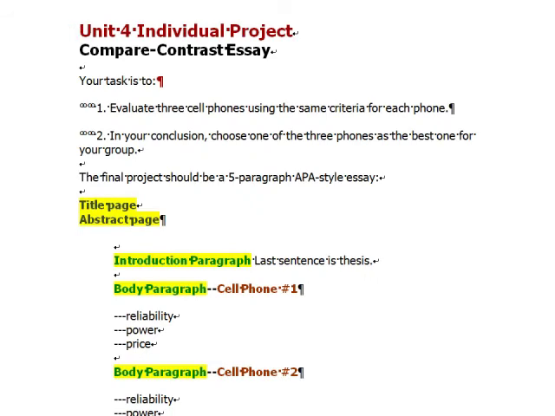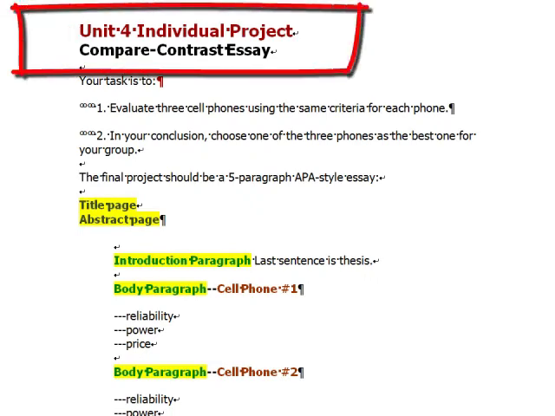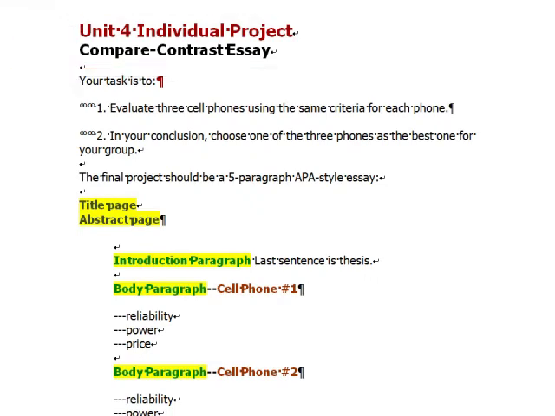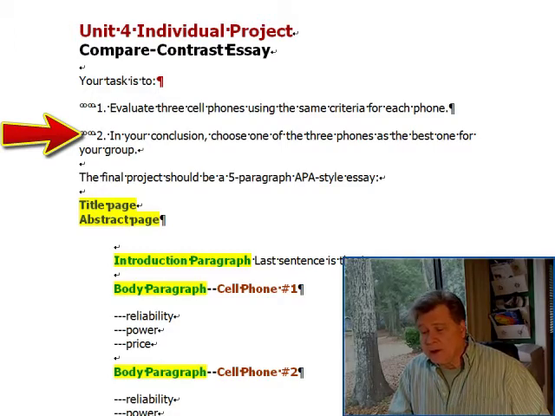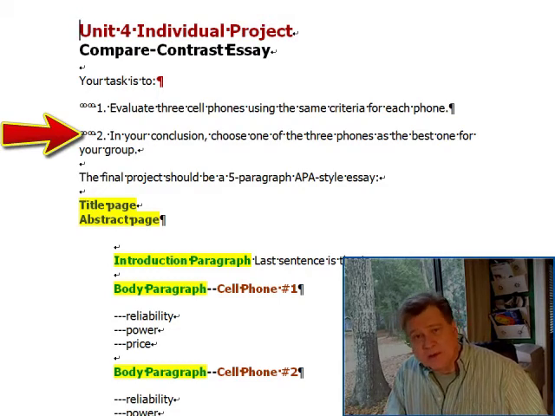Okay, let's take a look at this baby. Unit 4 individual project, the Compare Contrast Essay. Your task is to evaluate 3 cell phones, and you're going to be using the same criteria for each of those cell phones that you're going to be reviewing, comparing, and contrasting. In your conclusion, you're going to choose one of the 3 phones that is the best for your pretend group.